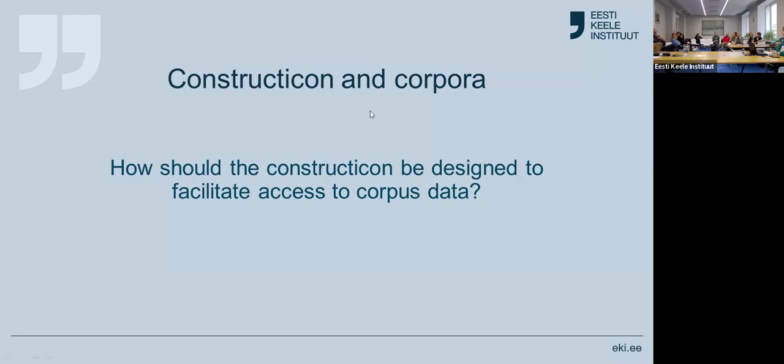Are you saying you want links from the examples in the construction entry to the corpus? I mean, if you have unique identifiers for each sentence in the corpus, then... We don't. You can get that. That's a new idea for us.